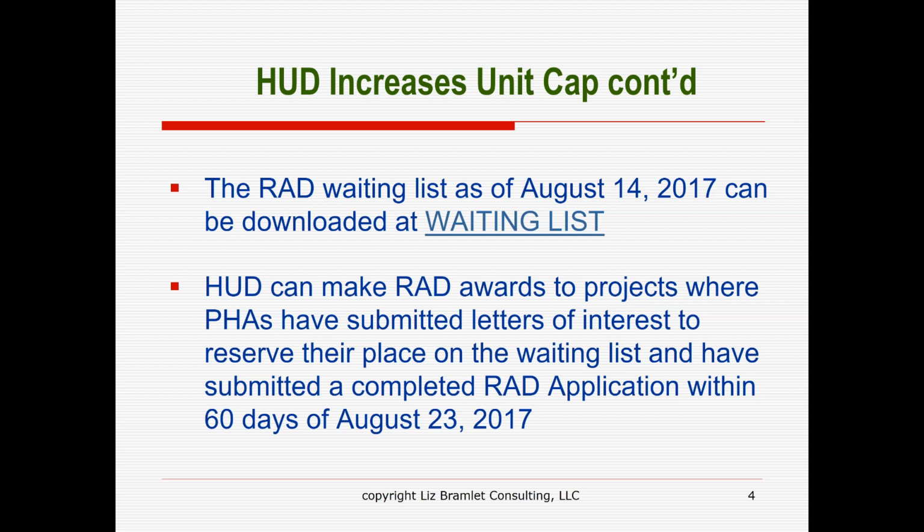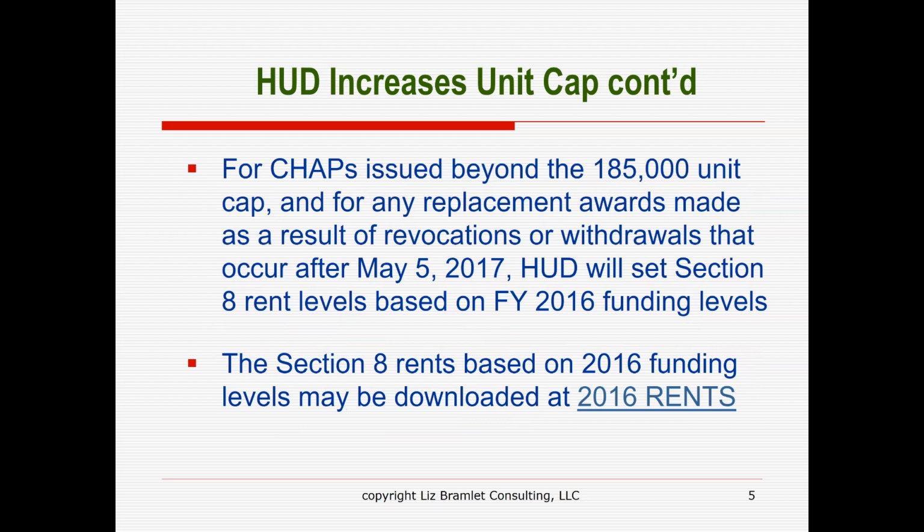And the notice told us that HUD can make RAD awards to PHAs who before submitted letters of interest to reserve their place on the waiting list, as long as they have submitted a completed RAD application within 60 days of August 23rd, the day that the notice became effective. So you want to make sure you know where you are on the waiting list, and remember, if you have only before sent a letter of interest, get that full application submitted in time so that you can actually be awarded a CHAP and convert through RAD.